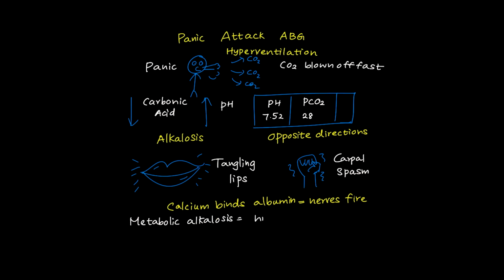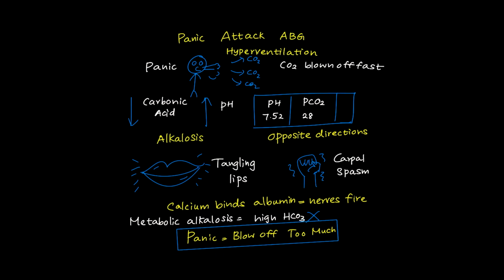Here's an exam tip for you. When you see panic attack plus tingling fingers plus carpal spasm, think blow off too much. Blow off CO2, blow off acid, pH climbs, calcium drops, nerves fire. Panic equals hyperventilation equals respiratory alkalosis.